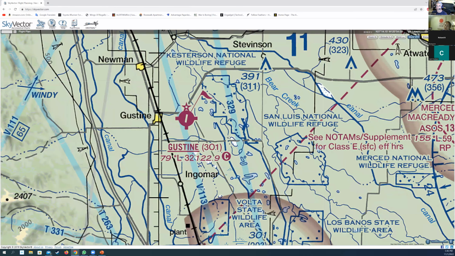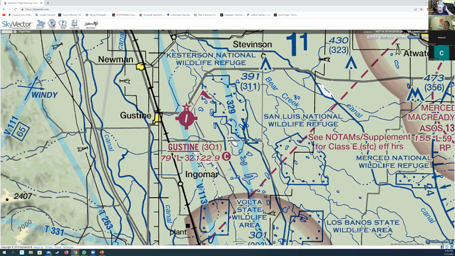According to the chart, a magenta circle is an untowered airport. So there are no other markings around it. How high does Class G airspace extend to at Guston Airport? Is that 1,200? That's 1,200.